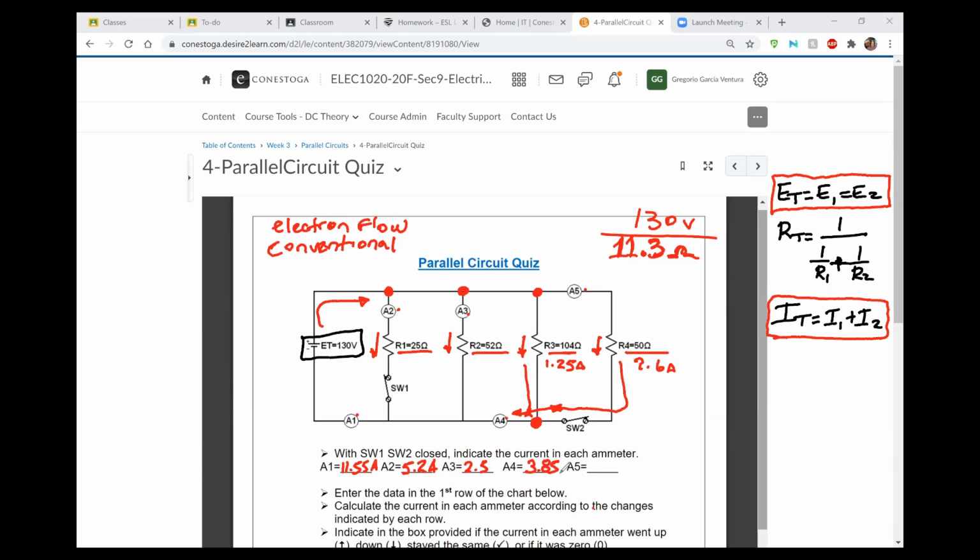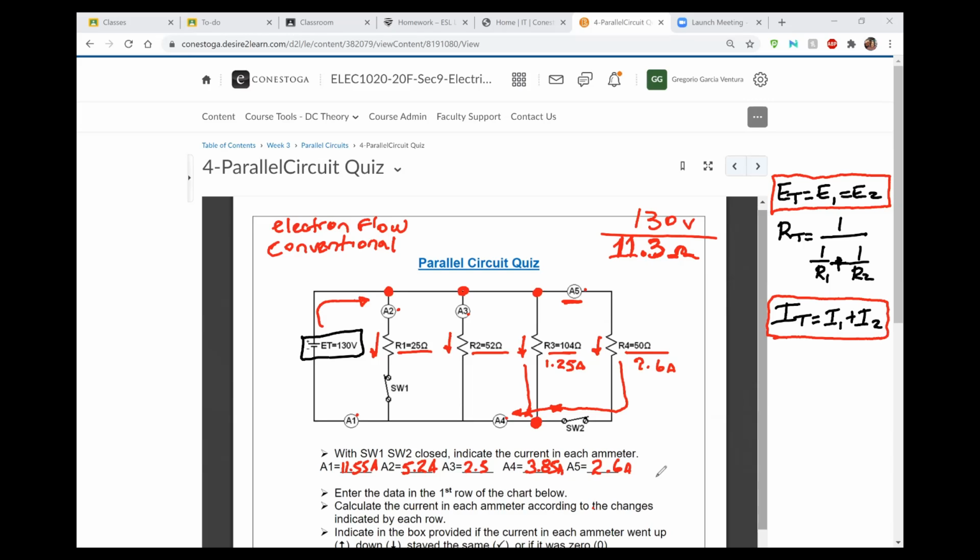And then I'm going to get 3.85 amps for A4. For the last one, which is A5, it doesn't really matter if I have A5 on the top or if I connect this inline ammeter at the bottom. It doesn't matter where I place it along this line. It will still always measure my 2.6 amps. So far, so good. Any questions? Yep. So we are good.